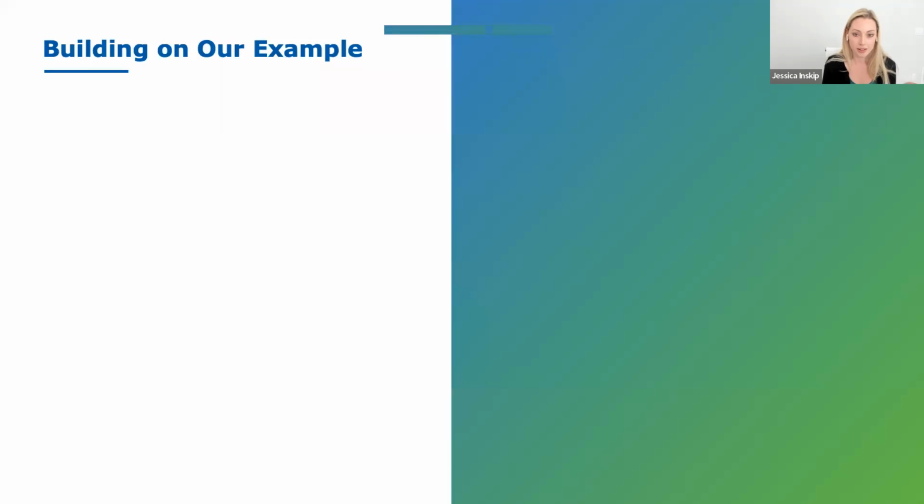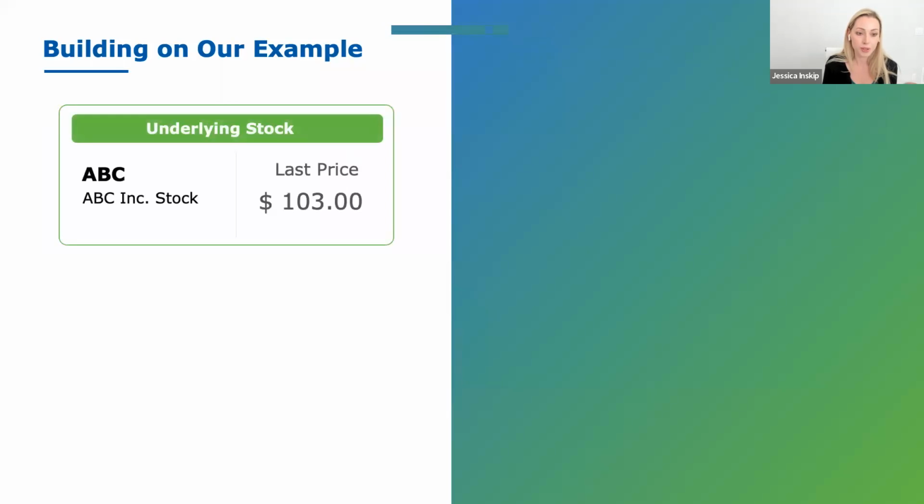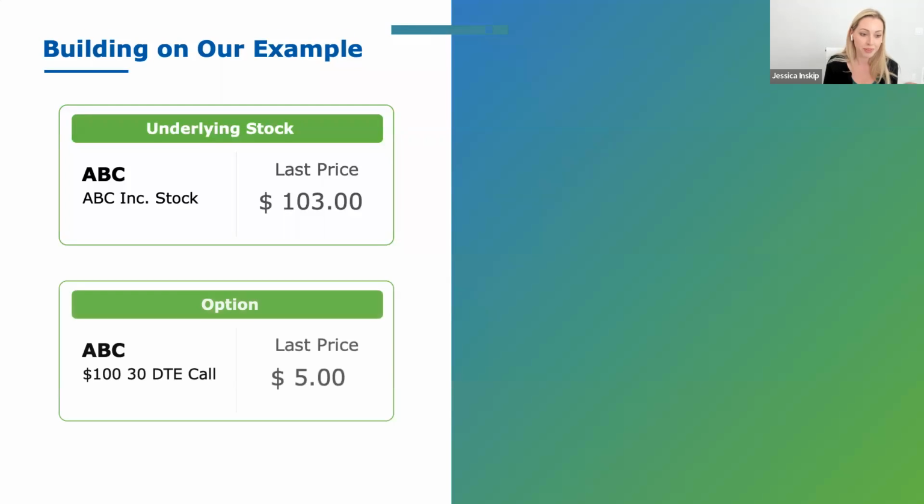So let's build on that example. Using ABC stock, right now it's at $103 per share. And we're going to use that same ABC $100 strike price, 30 days till expiration call, and we'll say that's trading at $5 per share. So remember, this is a call, so it represents the right to buy 100 shares of ABC at $100 per share at any time within the next 30 days.